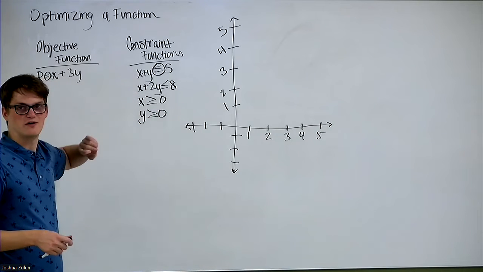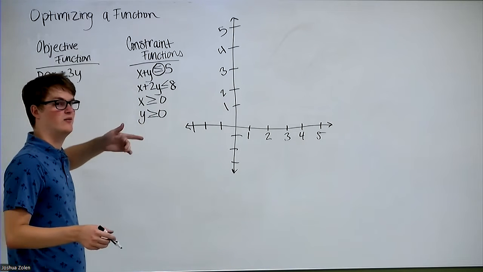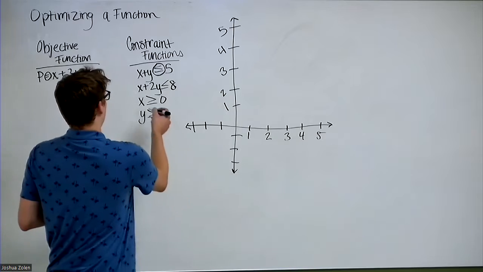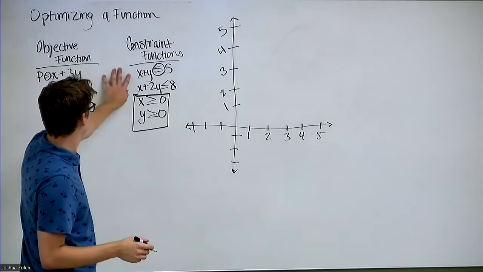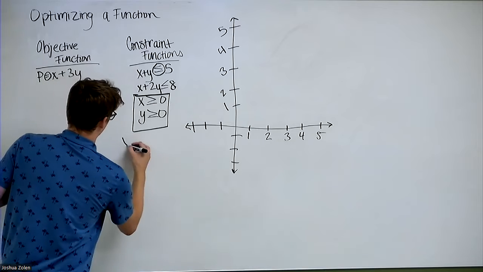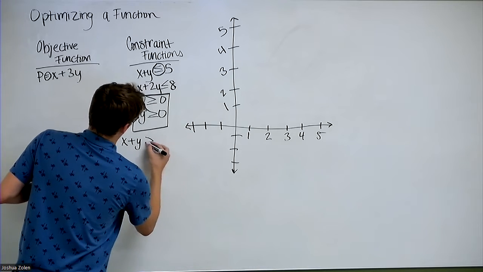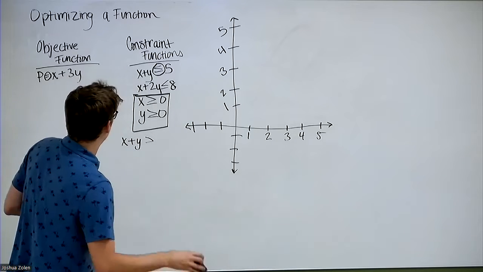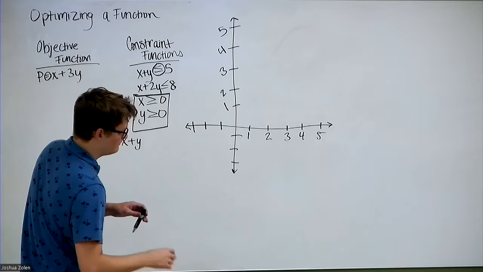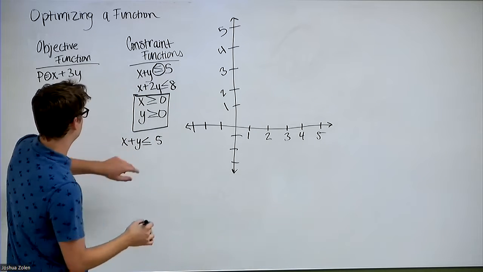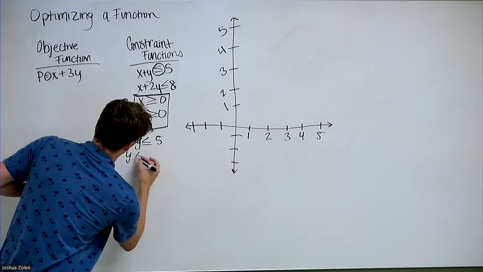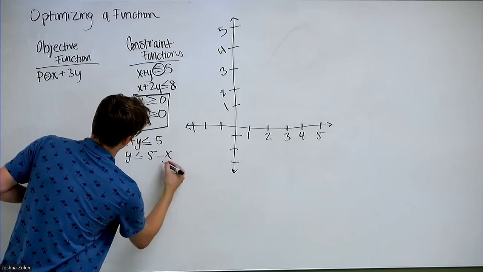In order to start graphing them, we're going to switch them all into the y equals mx plus b format. These two are already in that format, so we just have to change these ones. Let's do that down here. So we have x plus y is less than or equal to 5. If we subtract x from both sides, we have y is less than or equal to 5 minus x.